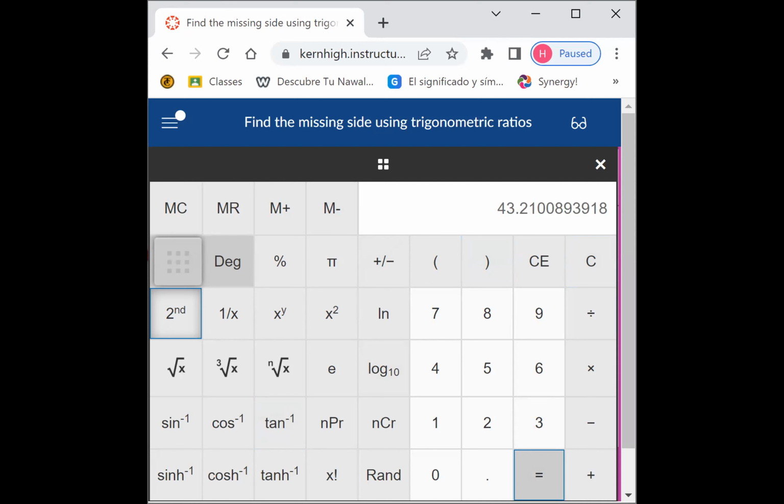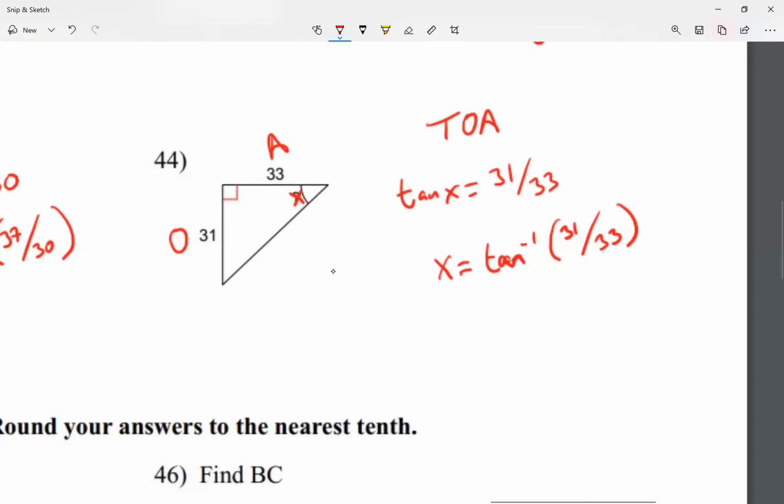So I'm going to the nearest whole number. So 43. Make sure you read the instructions. If it says round it to the nearest 10th, that's 1 decimal place. If it says nearest degree, it's a whole number. Make sure you guys read the instructions.